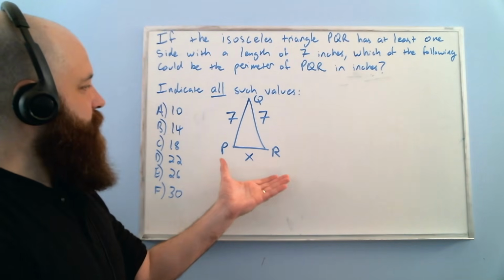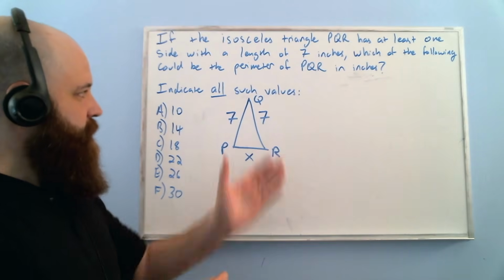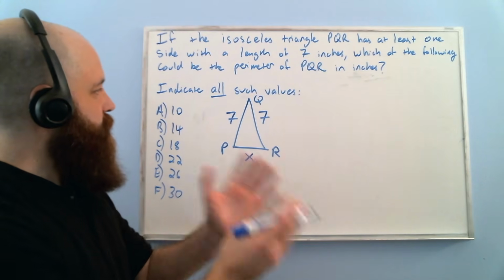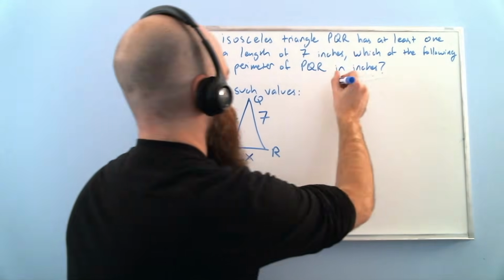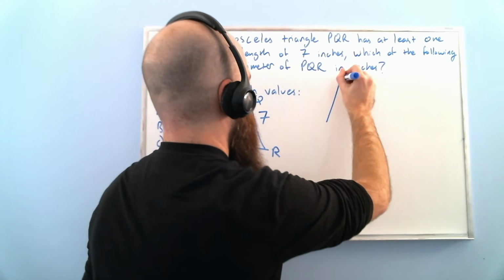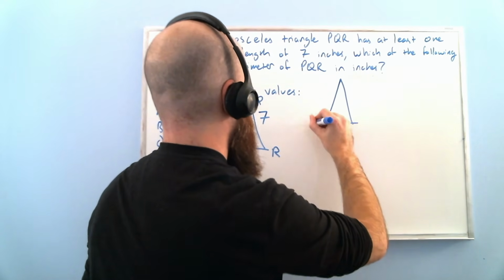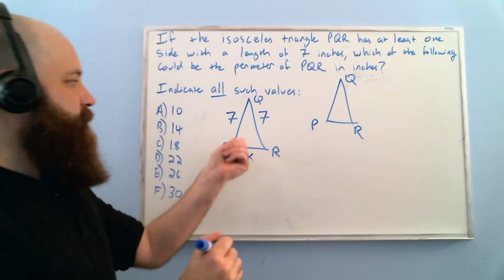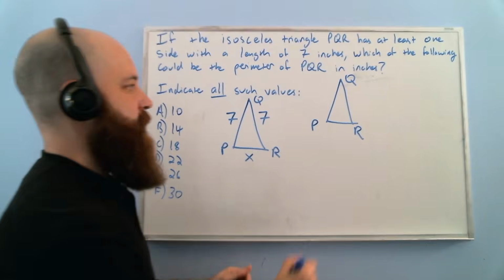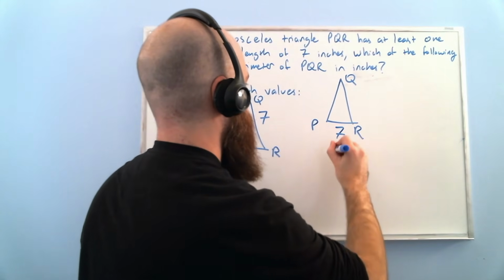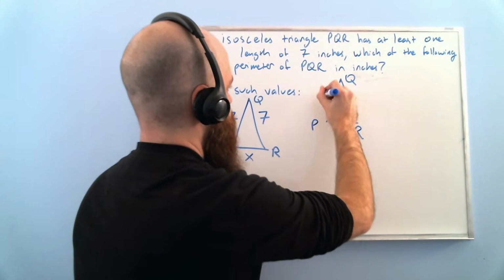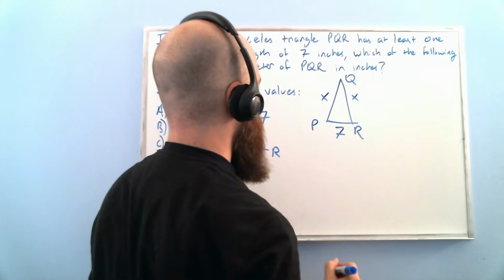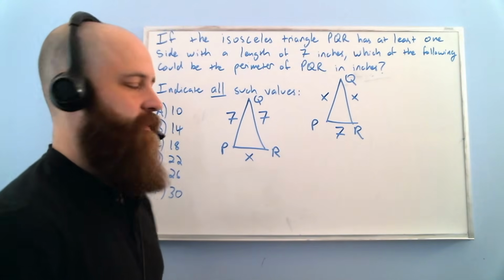I could explore this further, but I might want to ask, is this the only possible triangle I could have with at least one side length 7? What if PR was the side with a length of 7? I arbitrarily picked PQ, but what if I picked PR? Then I wouldn't know anything right off the bat about PQ and QR, so I'll just call those X.